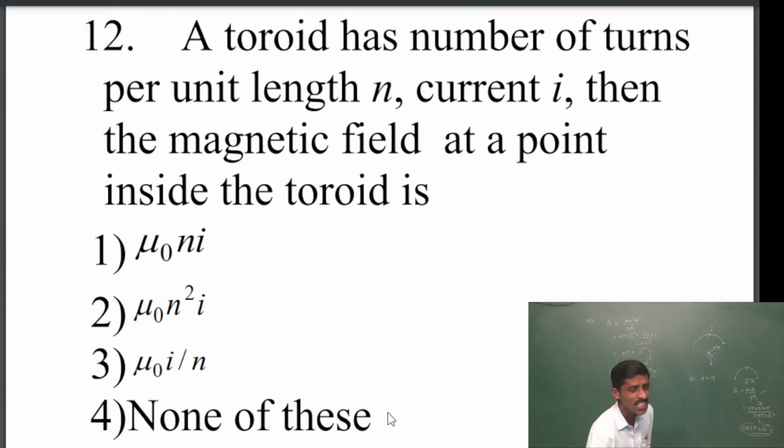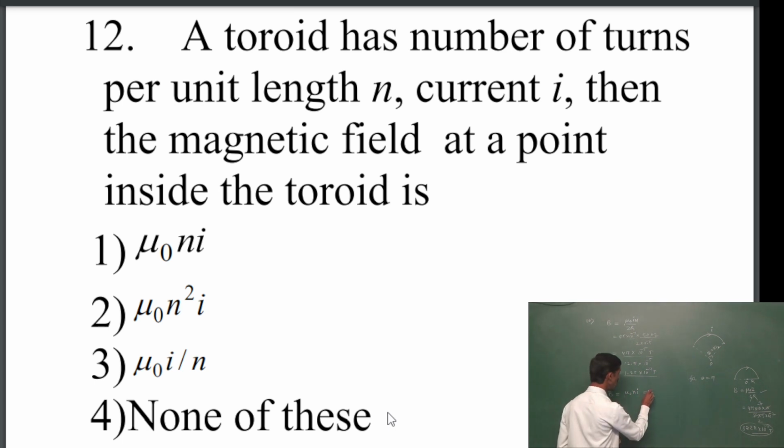A toroid has a number of turns per unit length n, current I. What is the magnetic field at a point inside the toroid? We have seen the magnetic field at a point inside a solenoid. Now it is about a toroid. Both a solenoid and a toroid produce a magnetic field, because a toroid is nothing but a closed form of a solenoid. So the expression for the magnetic field at a point inside the toroid is mu naught n I.